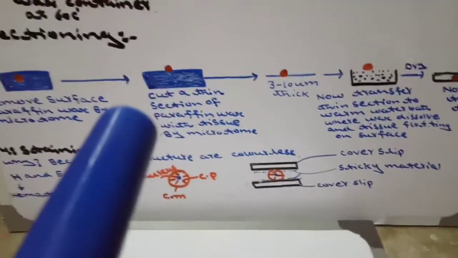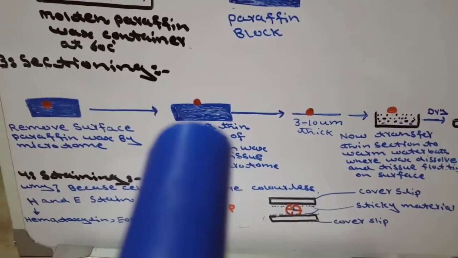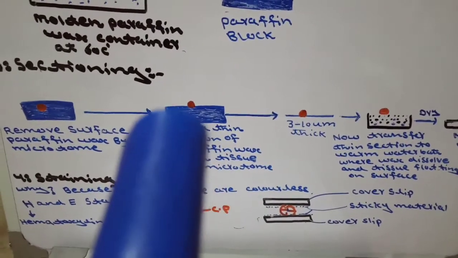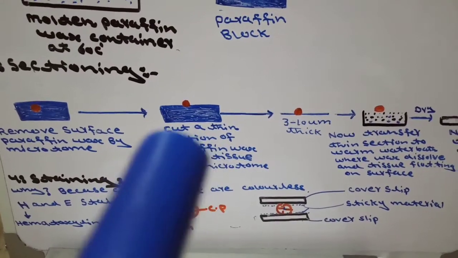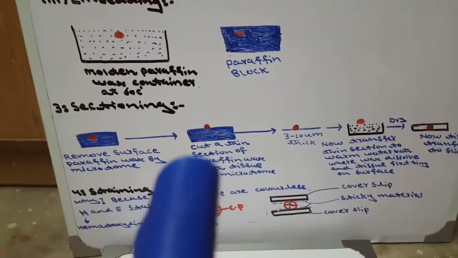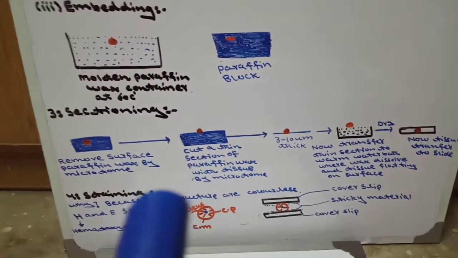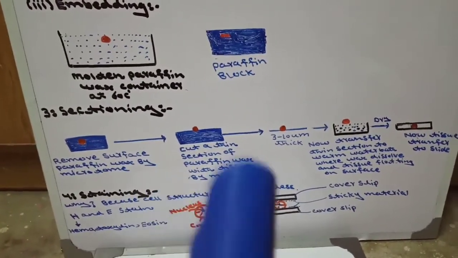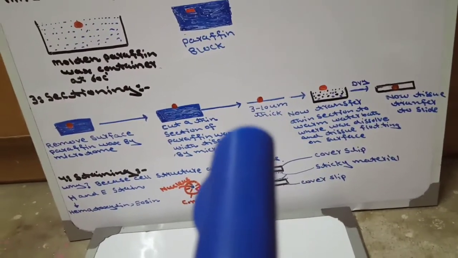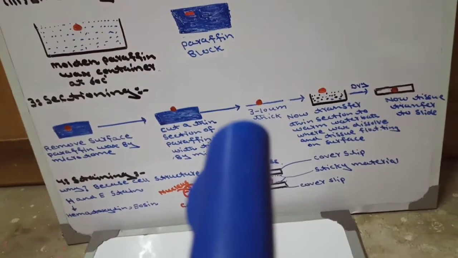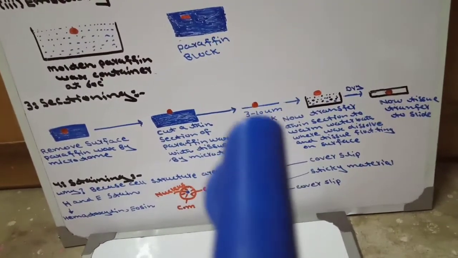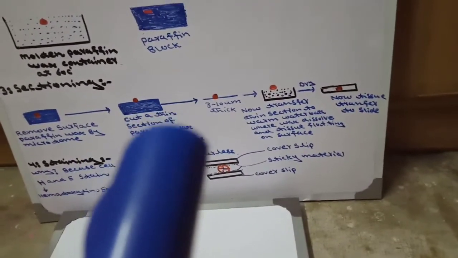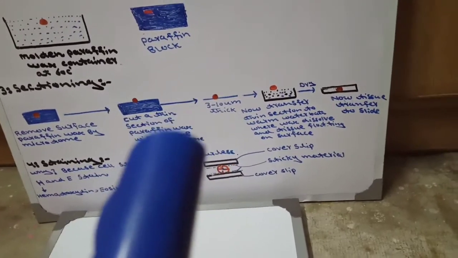Then in sectioning, when the tissue is exposed on the paraffin block, we cut a thin section of paraffin wax with tissue by microtome, like this. This is a thin section of paraffin wax with tissue whose thickness is 3 to 10 micrometers. Now this 3 to 10 micrometer section with tissue will be transferred to the warm water bath.